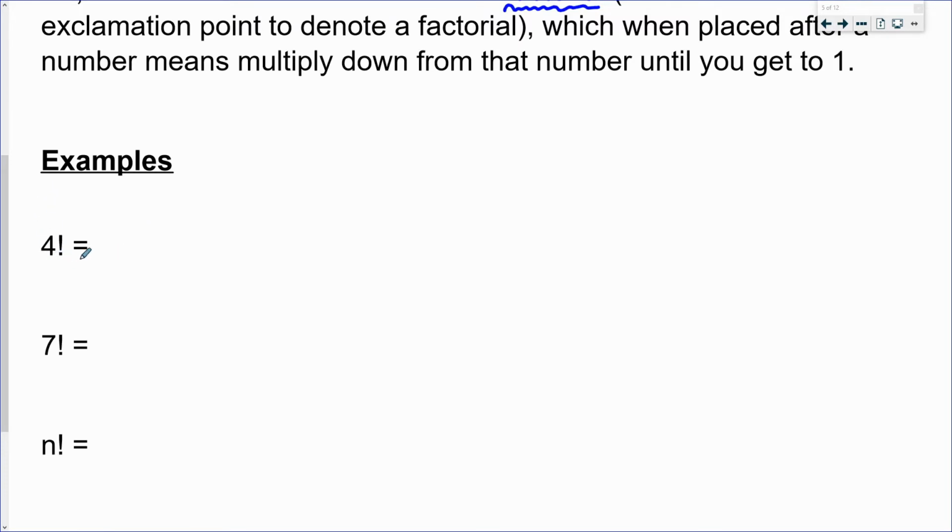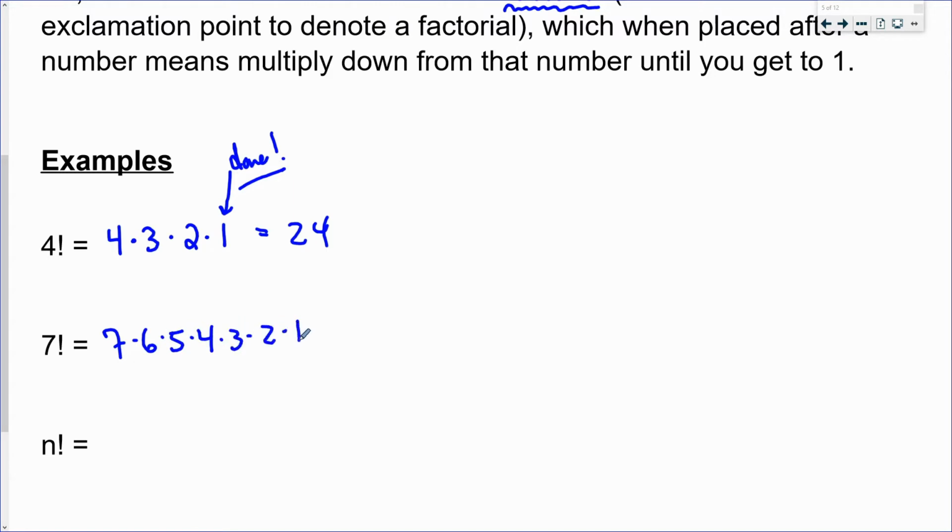Here's a factorial. 4 factorial. How do you write it? Well, 4 factorial means, and by the way, it doesn't mean 4, it means 4 factorial, that's how you read it. It means you go 4, and then you subtract 1 and multiply that number, and then you subtract 1 and multiply that number, and then you subtract 1 and multiply that number. You are done multiplying when you get to the number 1. So that's what a factorial is. So you got 4 times 3 times 2 times 1. That's 24. 7 factorial would be 7 times 6 times 5 times 4 times 3 times 2 times 1.